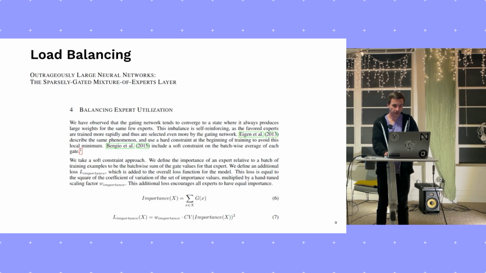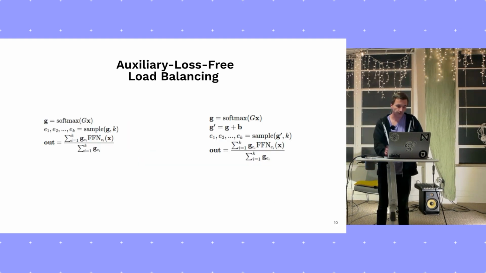So this is a paper, a very old paper from Google that introduces auxiliary losses called outrageously large neural networks. And at the bottom, you see the loss they propose to use as an auxiliary loss. Anyway, in DeepSeek V3, they completely remove the auxiliary loss.